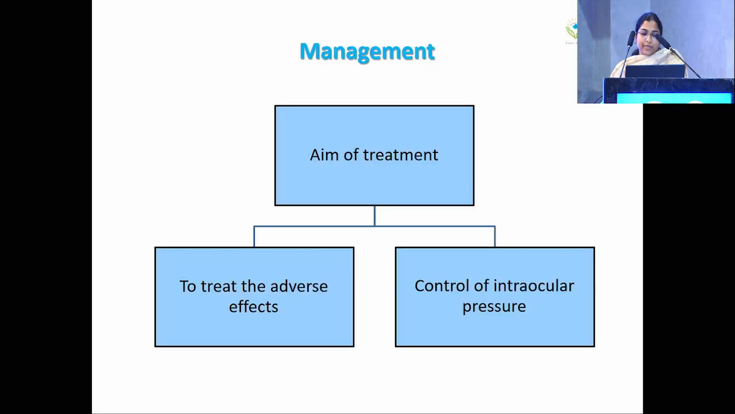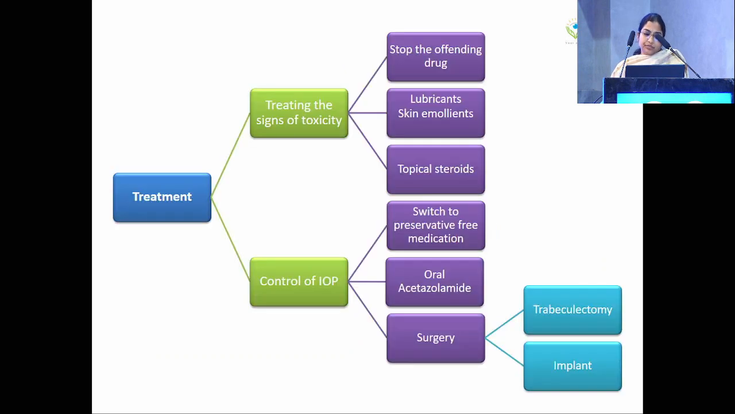So the management mainly is two-pronged. One, you have to treat the adverse effects and also control the intraocular pressure. So first we have to identify the offending drug. We have to stop the offending drug. AGM allergy does not resolve until we stop the offending drug.